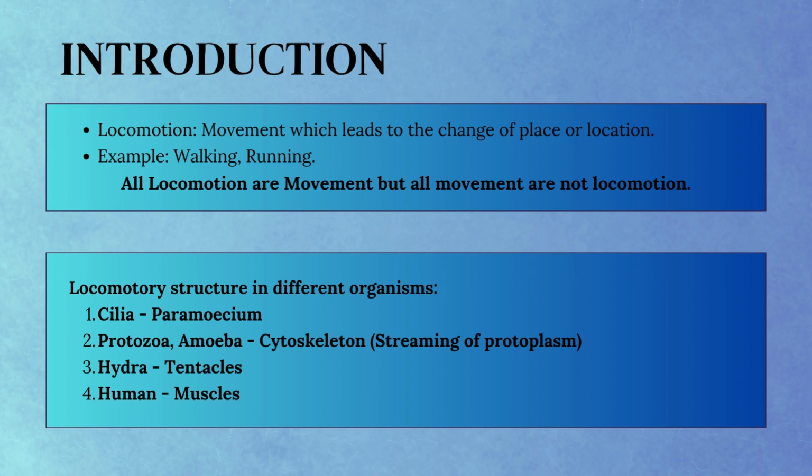Locomotion is the movement which leads to the change of place or location. Example: walking, running. We can say that all locomotion are movement, but all movement are not locomotion. Locomotory structure in different organisms. Cilia in paramecium. Protozoa, amoeba has cytoskeleton, streaming of protoplasm. Hydra has tentacles. Humans have muscles.